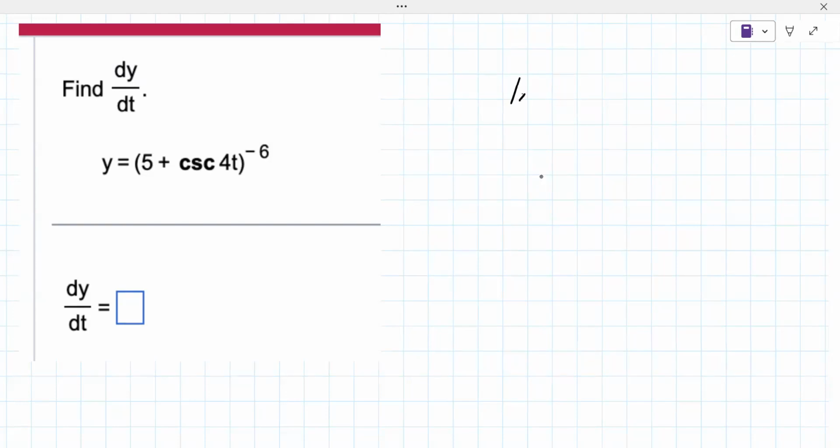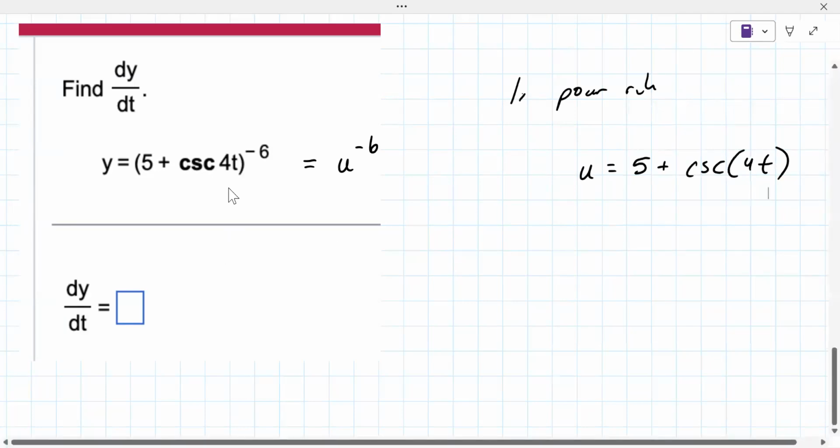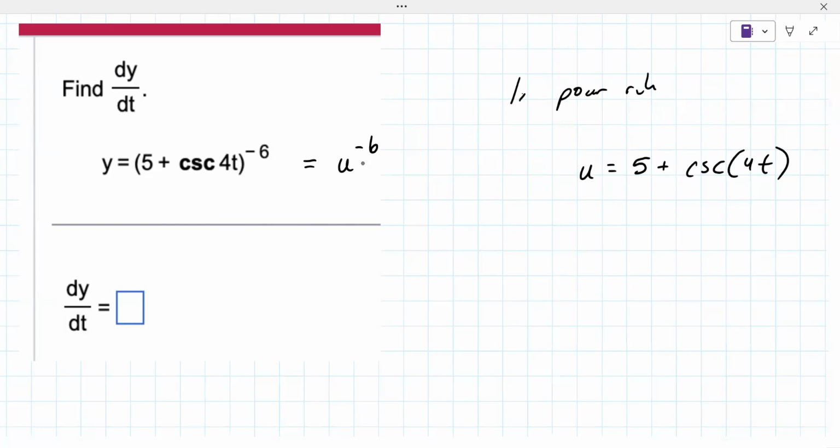One is power rule, and that's what this is. It's really u to the minus 6, where u is equal to 5 plus cosecant 4t, like that. And so the power rule derivative is -6 u to the minus 7. That's the standard power rule, right?